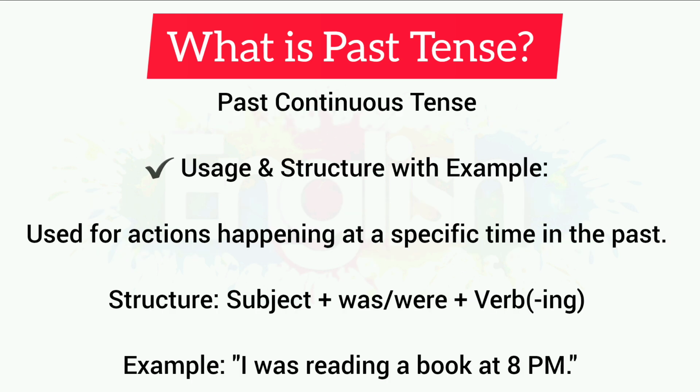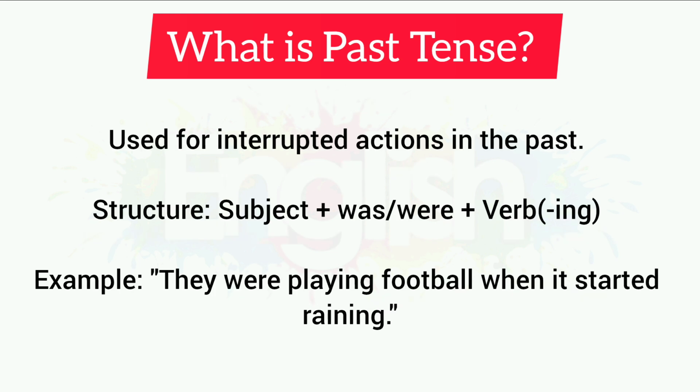Past continuous tense. Usage and structure with example. Used for actions happening at a specific time in the past. Structure: subject plus was/were plus verb, ing. Example: I was reading a book at 8 p.m. Used for interrupted actions in the past. Structure: subject plus was/were plus verb, ing. Example: they were playing football when it started raining.